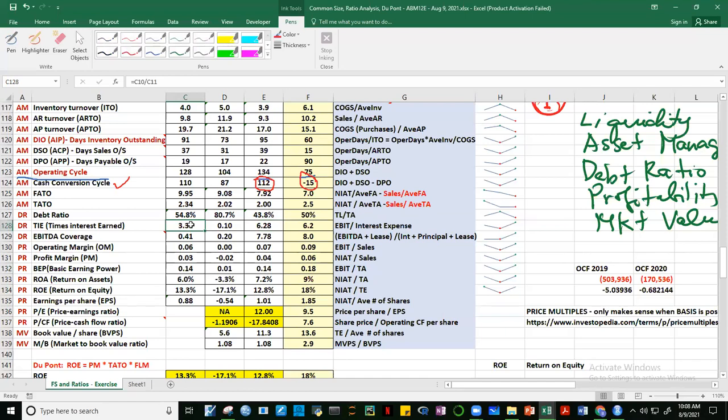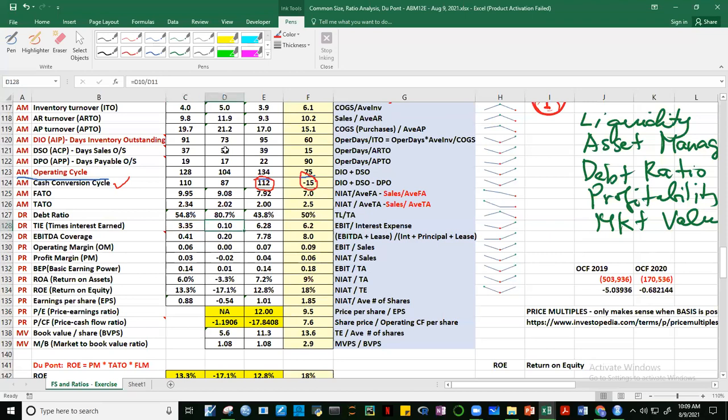Ibig sabihin nito, noong 2018, meron tayong 1 peso of 3.35 na operating profit in order to service your interest expense. Okay, so that's good, no? Ibig sabihin, kaya natin bayaran yung interest expense. Meron tayong 3 pesos and 35 centavos na operating profit, EBIT natin, para bayaran yung 1 peso of interest expense.